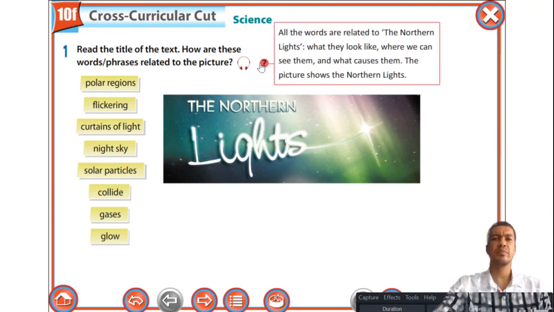Well, all the words are related to the Northern Lights. In a nutshell, what do the words look like, where can we see them, and what causes them? What does the picture look like? The picture shows the Northern Lights, where we can see them and what causes them.